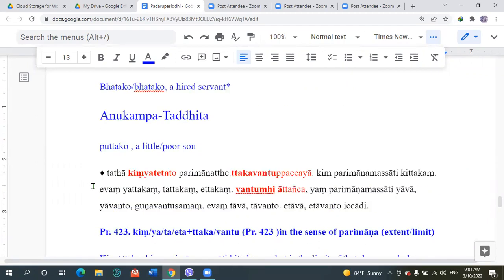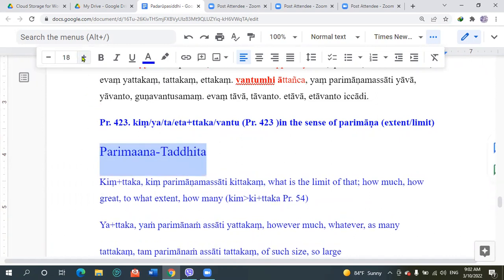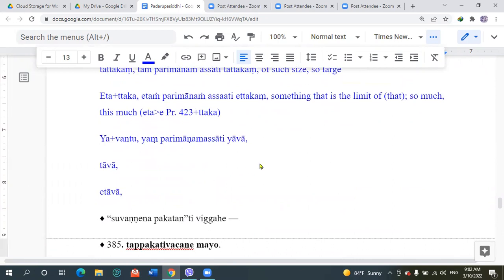Yeah, so I should type Primana Taddhita. Also, Primana Taddhita: taka suffix and Undu suffix. Yampri mana asati yawa. How do scholars translate it?